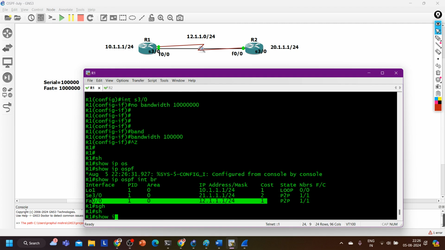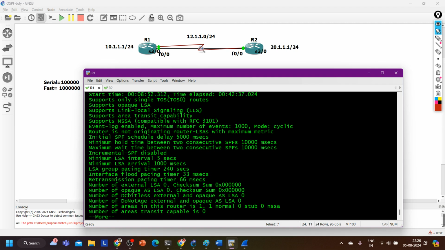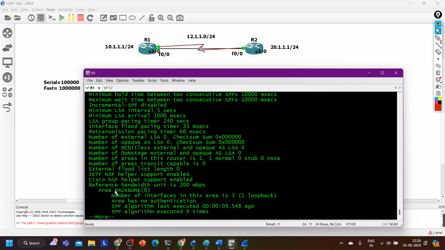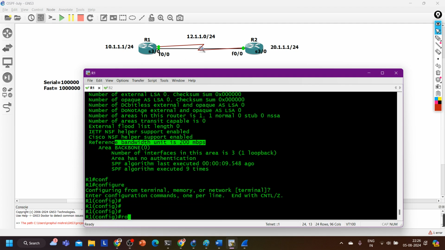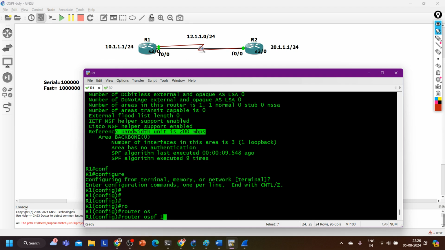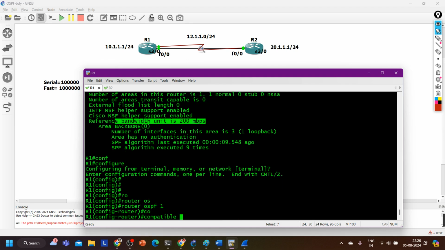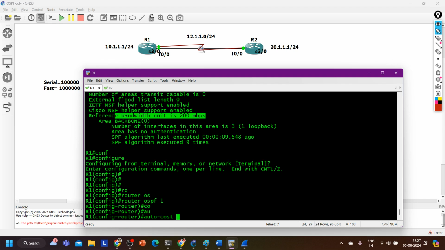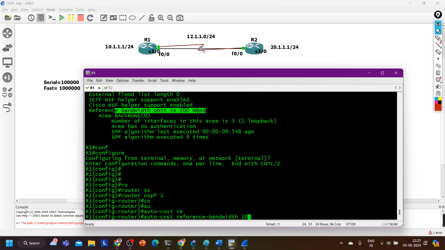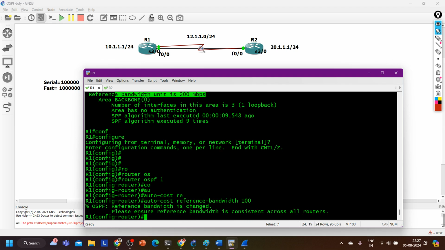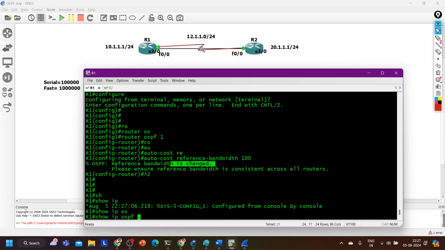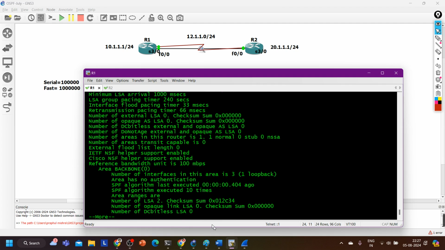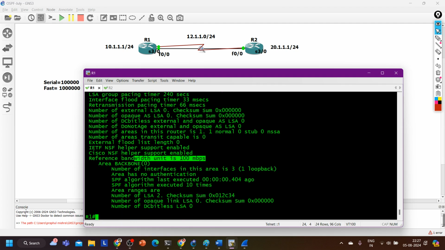So, show IP OSPF, because the reference bandwidth here is 200. Now I am going to set reference bandwidth 100 here. Router OSPF 1 and say auto-cost reference-bandwidth, default is 100, right? See, reference bandwidth is changed. So, show IP OSPF, now reference bandwidth is the default 100, correct?